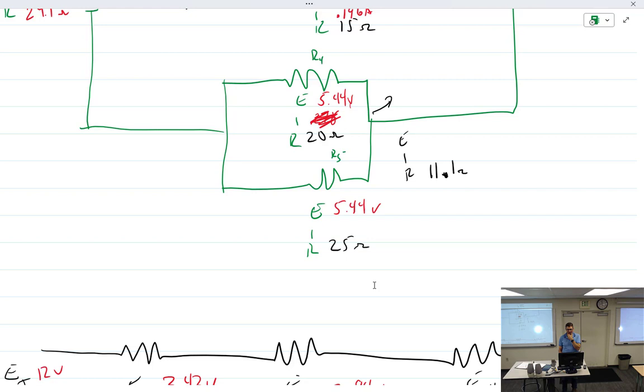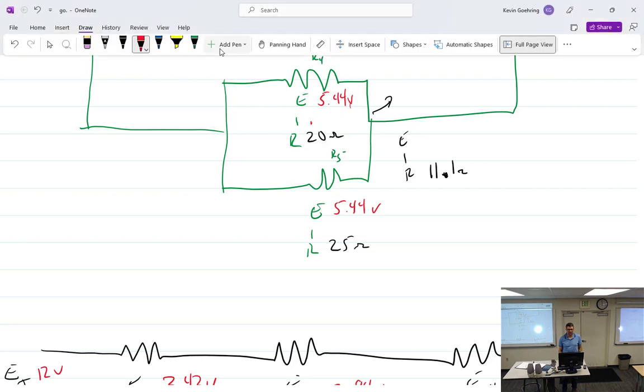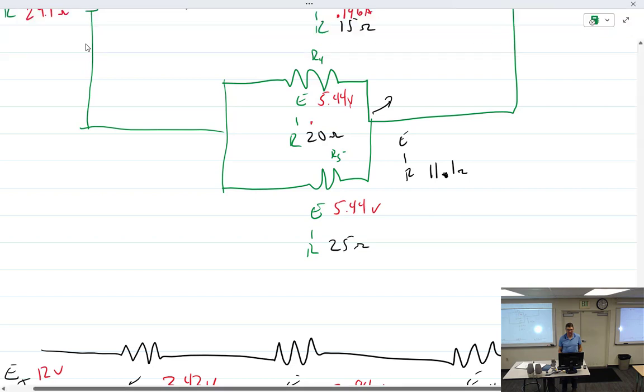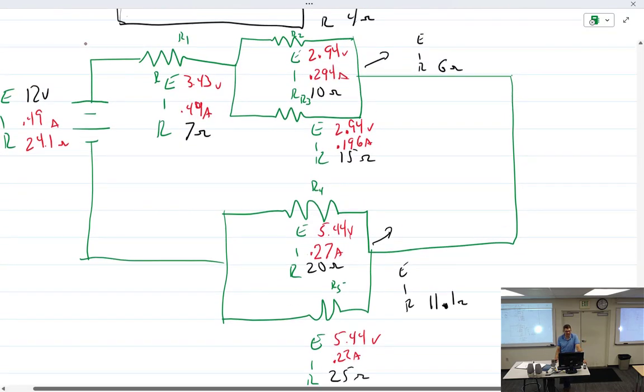0.27. This is what I had. 0.27 and current here, 0.22 amps. All right, so looking at this, does it make sense?